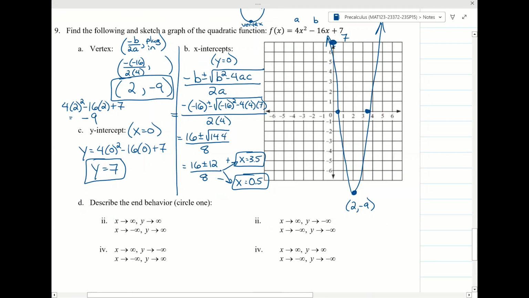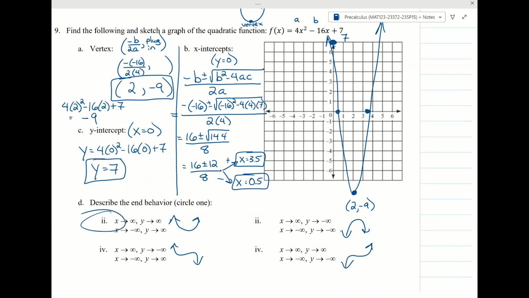And while you're catching up, we already talked about end behavior. This first end behavior looks like this. The second one looks like this. This one looks like this. And this one looks like this. Clearly, this graph is the first type of end behavior. Give you a second to copy it down, and then we'll do our last problem.